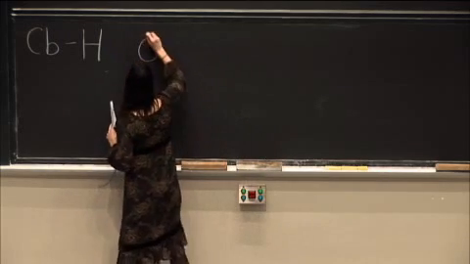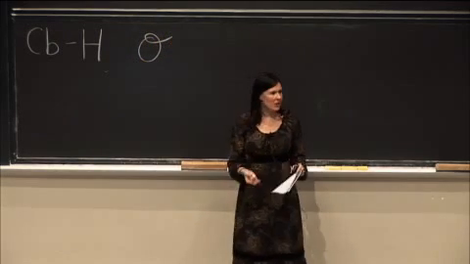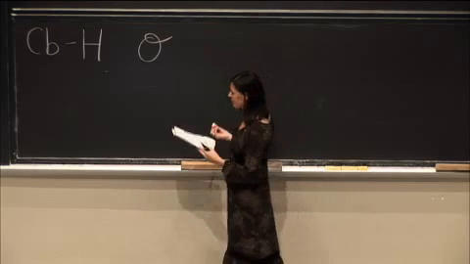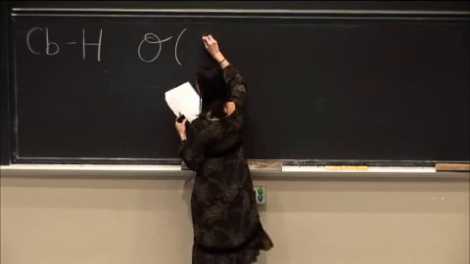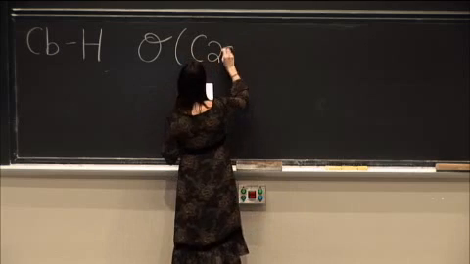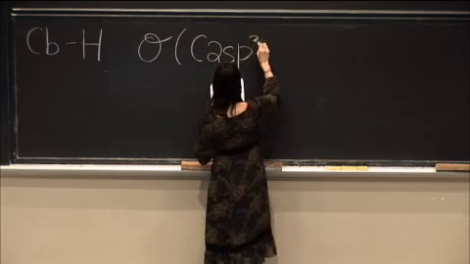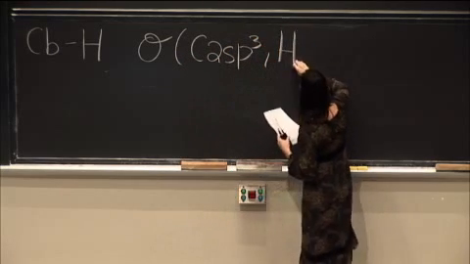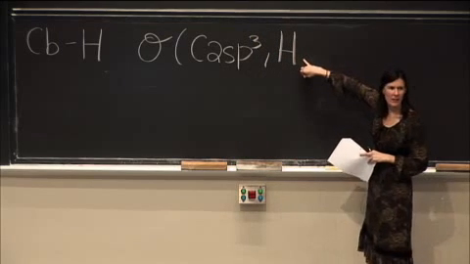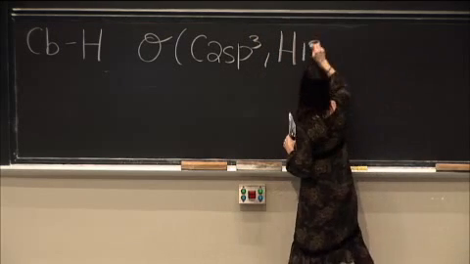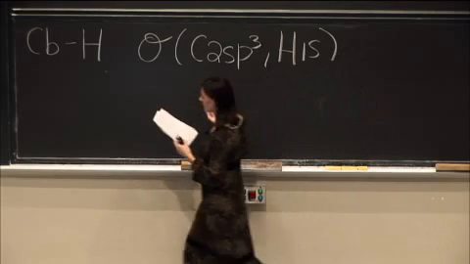Sigma. We know it's sigma because anytime we have a single bond, it's a sigma bond. So carbon B, we just said, is carbon 2sp3. And then hydrogen, what's the atomic orbital we're talking about here? 1s. All right, great.